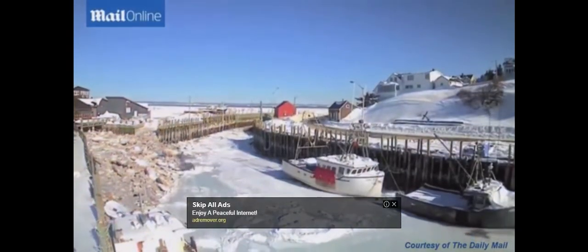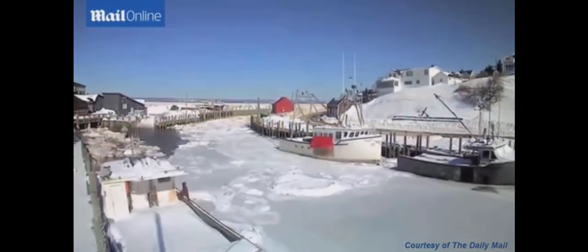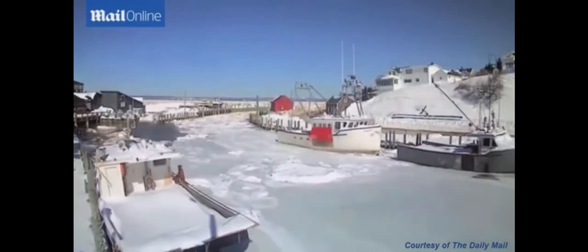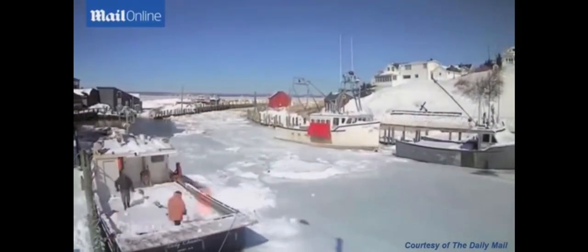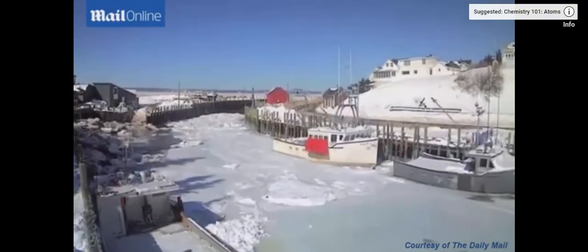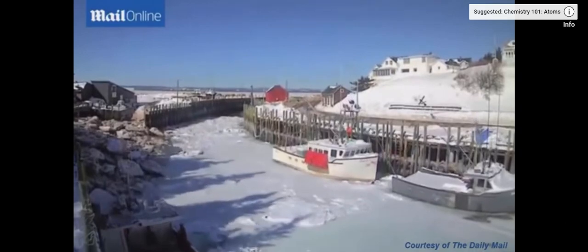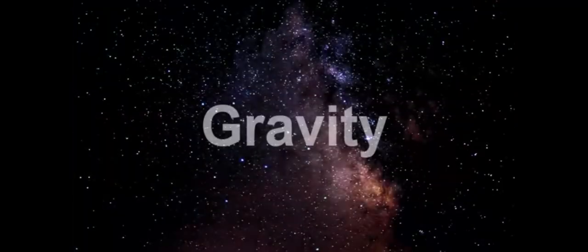Why are those boats on sand? Oh my goodness. How about that? This shows 12 hours at the famous Bay of Fundy in Nova Scotia, Canada. It's the biggest tide change in the world. But what force could move such a massive body of water? Gravity.